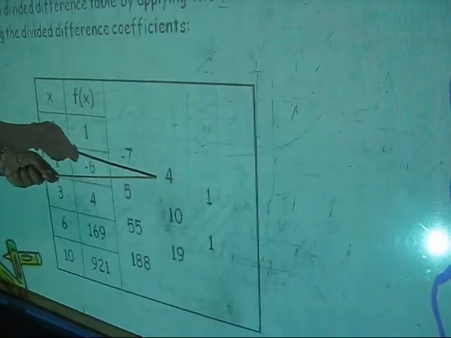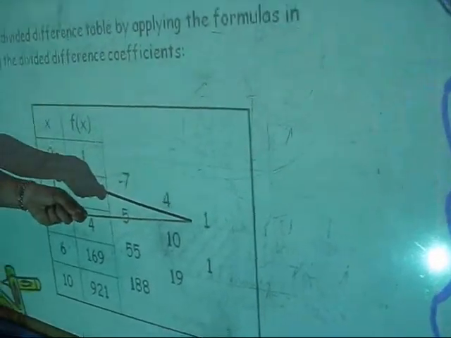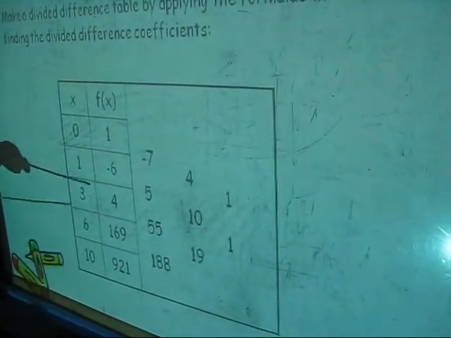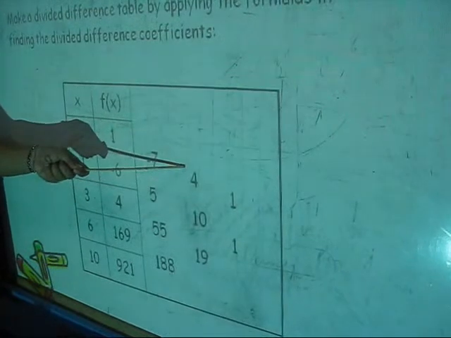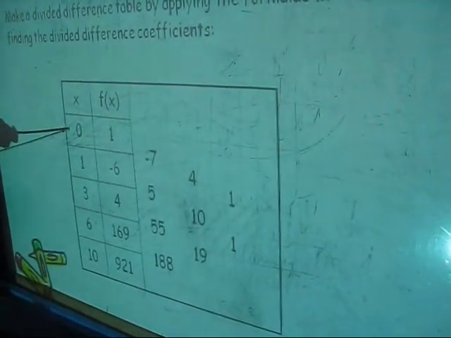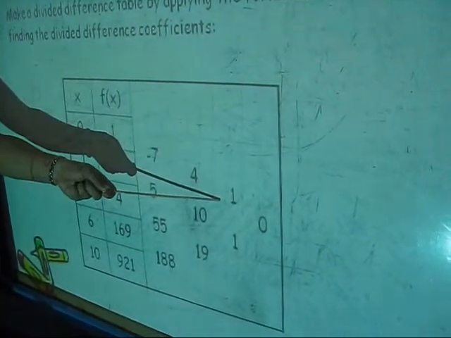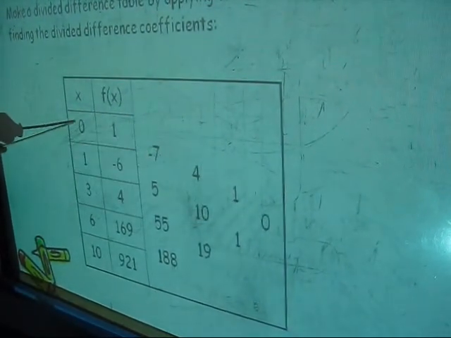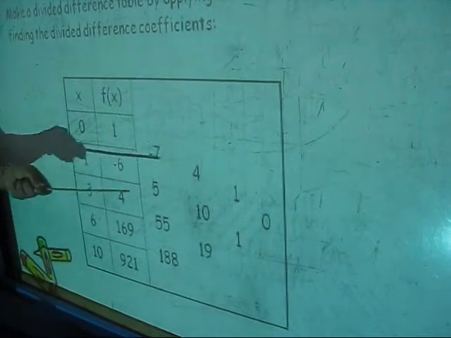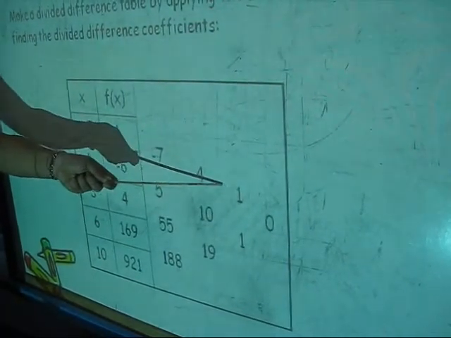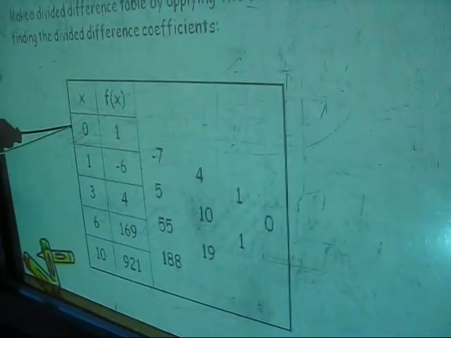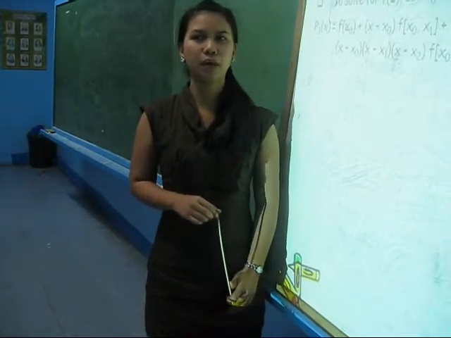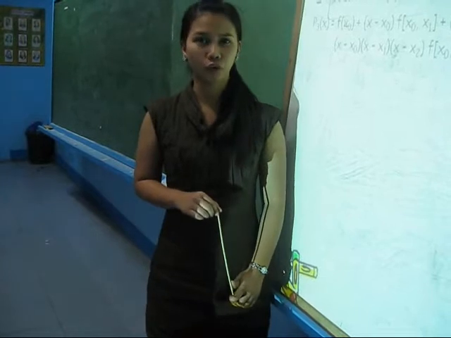For us to get the third order divided difference between 0 and 6, we'll have 10 minus 4 divided by 6 minus 0, which is equal to 1. And for us to get the fourth order divided difference between 0 and 10, let's have 1 minus 1 divided by 10 minus 0, which is equal to 0. As we have seen in the previous table, the third differences are constant.